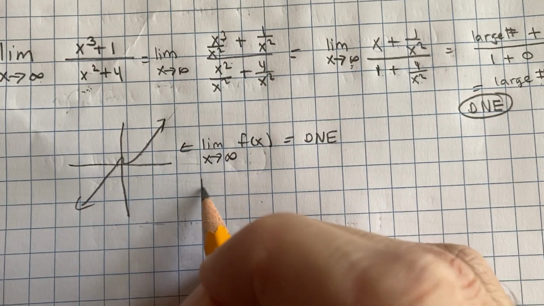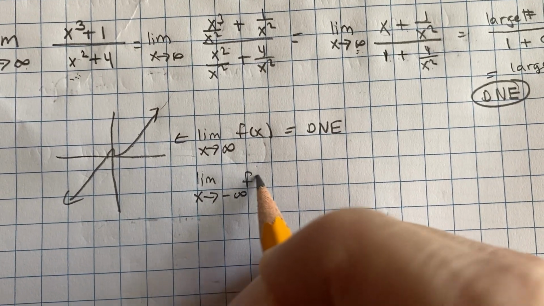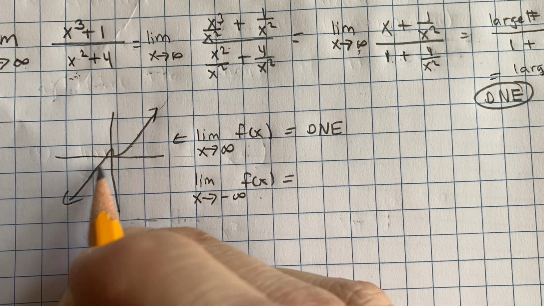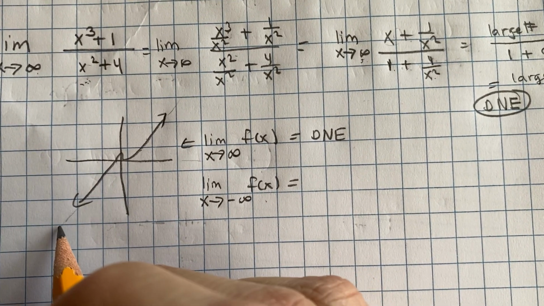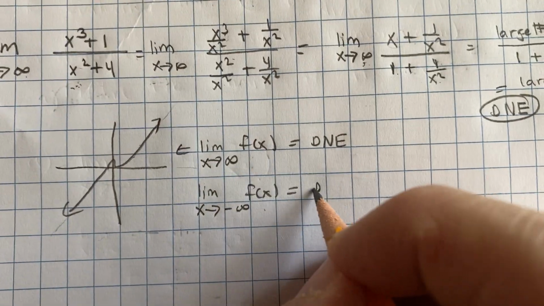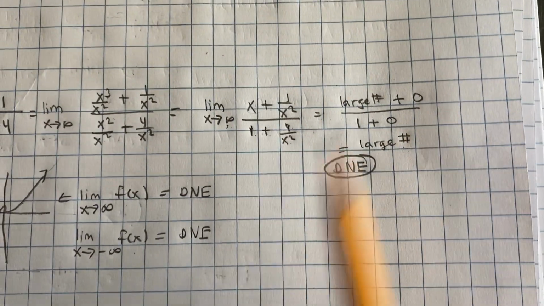And same thing if you say the limit as x approaches minus infinity of f of x, as we're going in this direction, the y value is not going to approach a specific number. It's also going to be does not exist. Okay, so we'll just say does not exist, and this is how I showed the work for you.